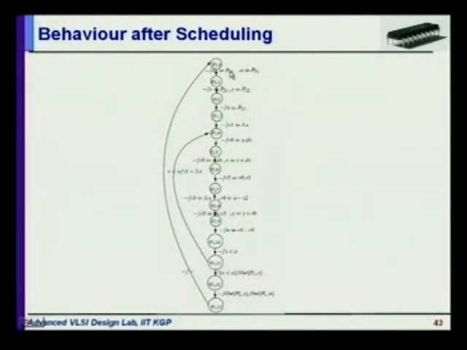Okay. So suppose this is a behavior that represents the scheduled behavior. That means in time step 1 these two operations are scheduled, in time step 2 these two operations are scheduled, and so on. And this is also the control flow. This is basically an FSMD, finite state machine with data path. It's a representation of a high level behavior. So it's basically a behavior after scheduling.